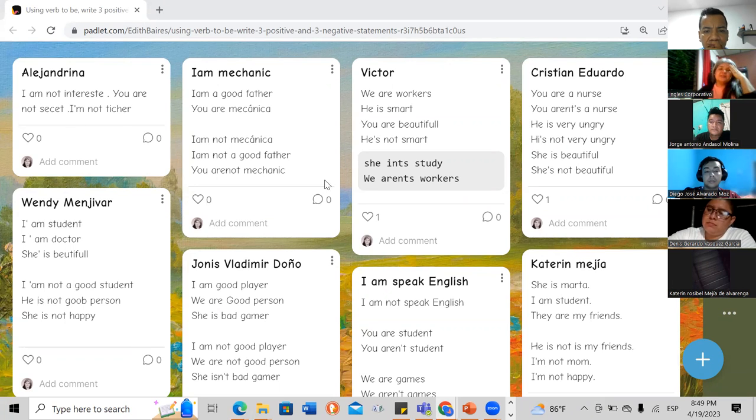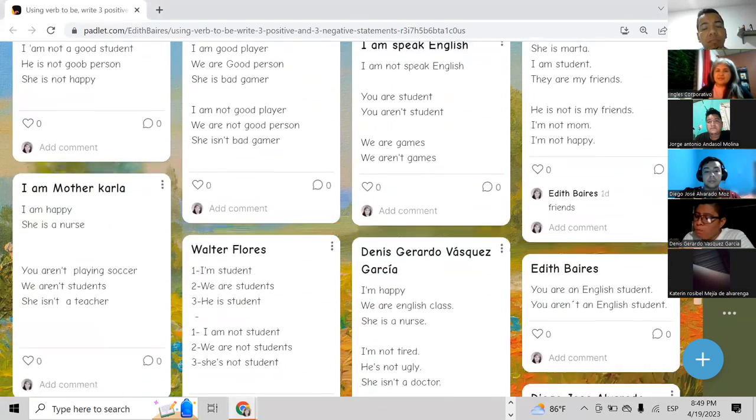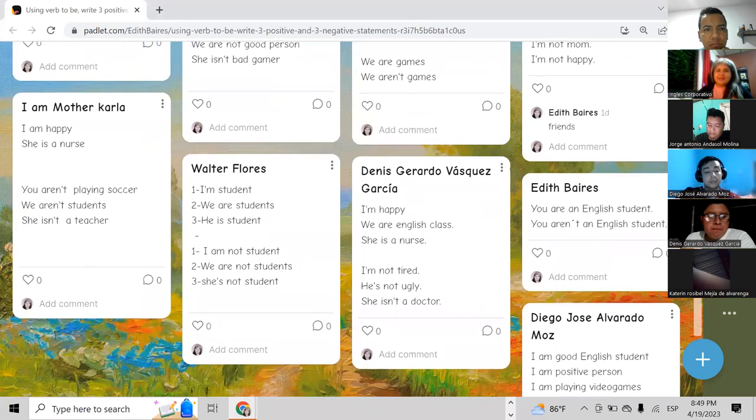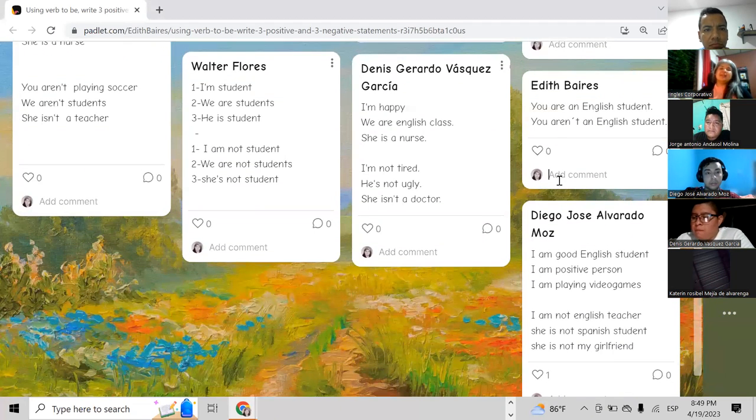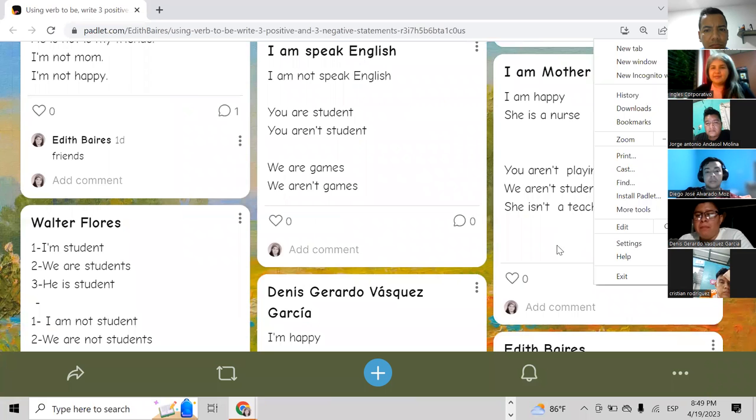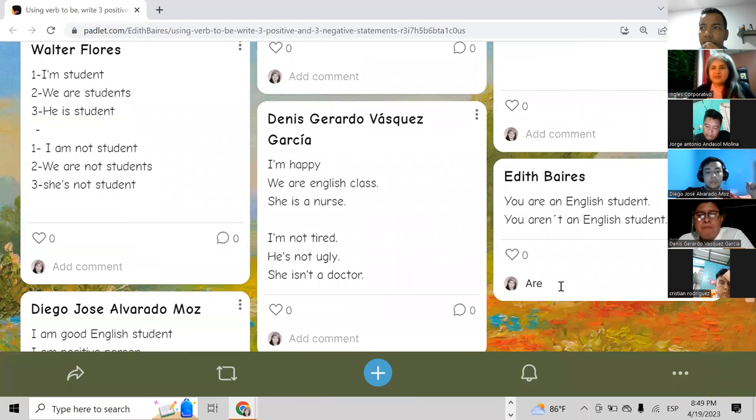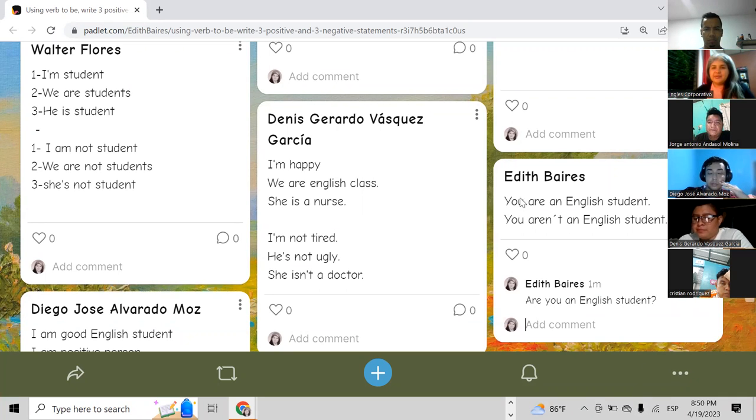Ok, abajo de donde usted escribió, o le puede dar editar o le puede dar agregar comentario. Y aquí de las mismas oraciones que me hizo ayer, me va a formar las preguntas. Por ejemplo, en mi caso, este fue el que yo hice. Are you an English student? Y le pongo el signo de pregunta. De las oraciones que yo hice positivas o negativas ayer, de esa misma voy a hacer la pregunta.